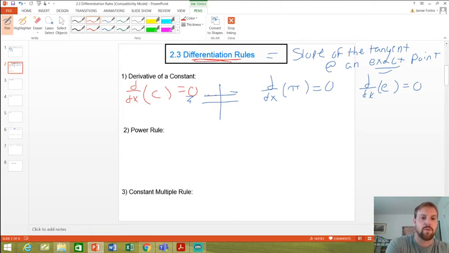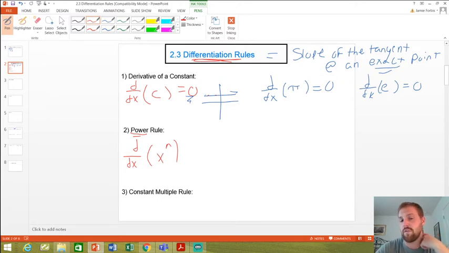All right, the power rule, one of the most common ones we use. That's the derivative of taking x to some power n. So it's literally taking the derivative of a polynomial. You'll see as we relate back to the last examples, this is going to be equal to n times x to the n minus 1 power.